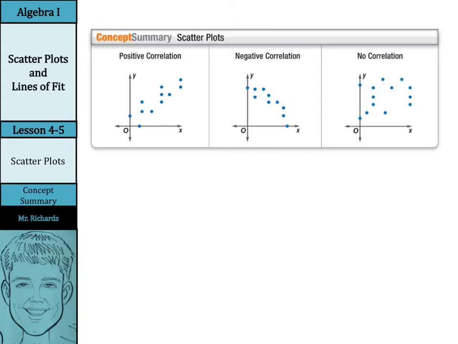Today's lesson is on scatter plots and lines of fit. A scatter plot shows the relationship between a set of data with two variables graphed as ordered pairs on a coordinate plane. Scatter plots are used to investigate a relationship between two quantities.